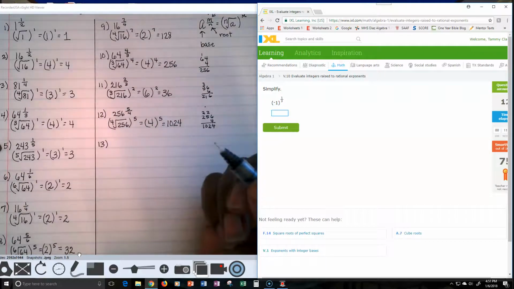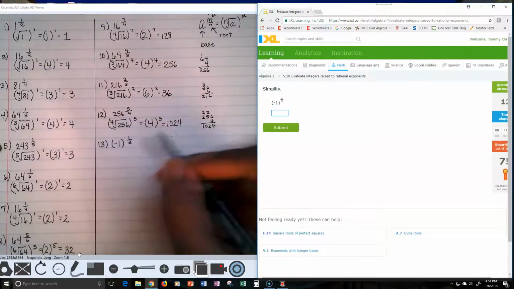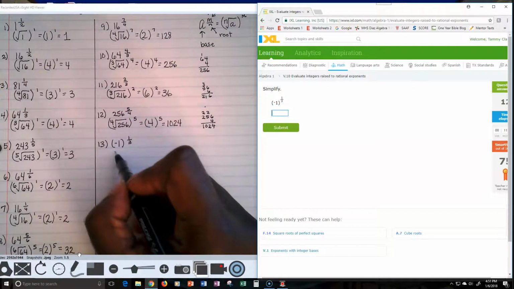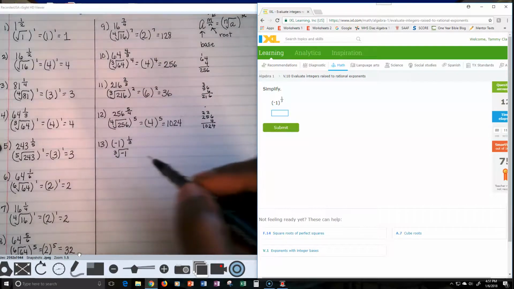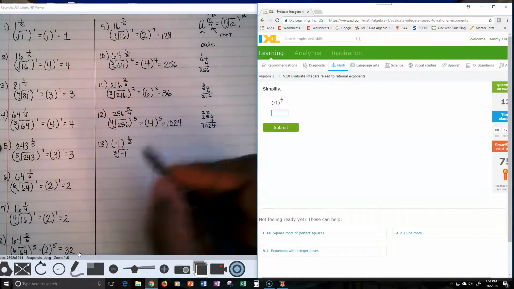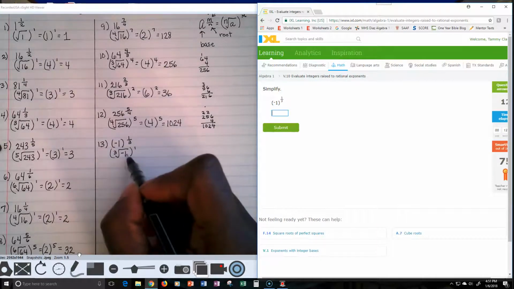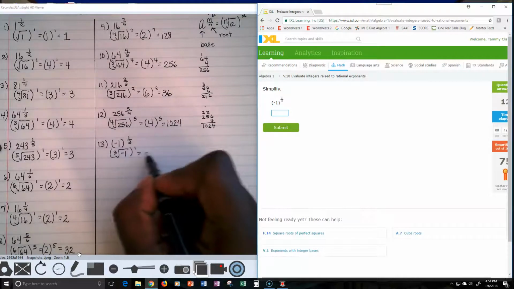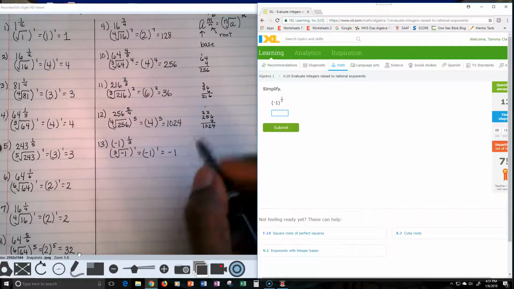So number 13, we have -1 raised to the 1/3 power. Don't panic. We're taking the third root of -1. Now, you can take an odd root of a negative number. That's okay, because a negative times a negative times a negative is going to be a negative. So we're going to take that result and raise it to the first power. So the cube root of -1 is simply -1. And if we take -1 and raise it to the first power, we get -1.